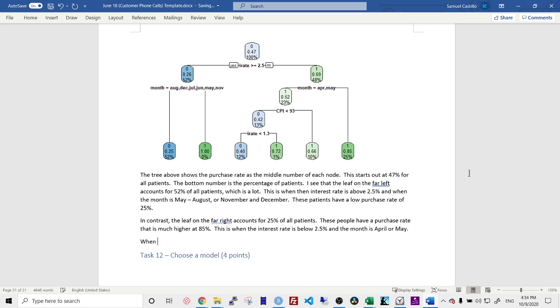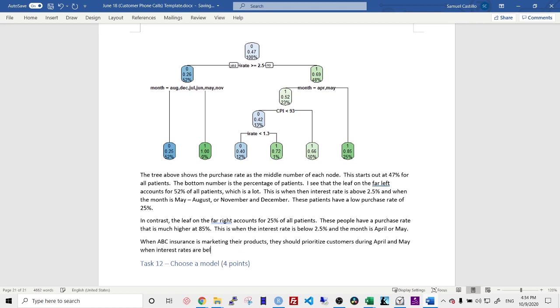So when ABC Insurance is marketing their products, they should prioritize customers during April and May when interest rates are below 2.5%. And they should avoid calling customers when interest rates are above 2.5% and during the months of May through August or November or December.